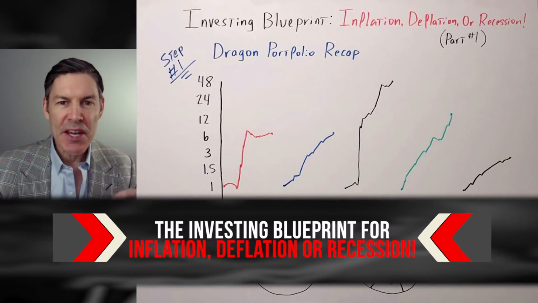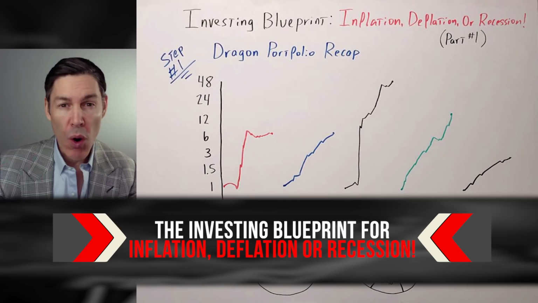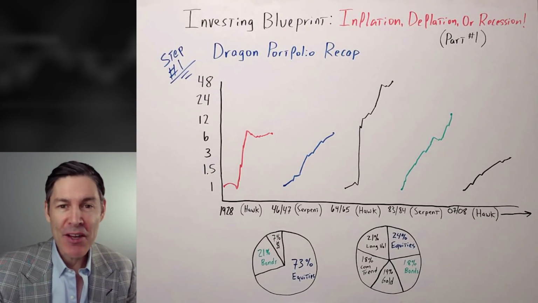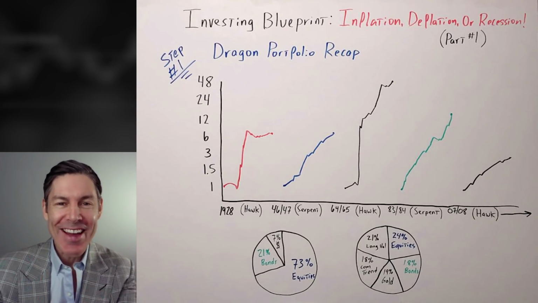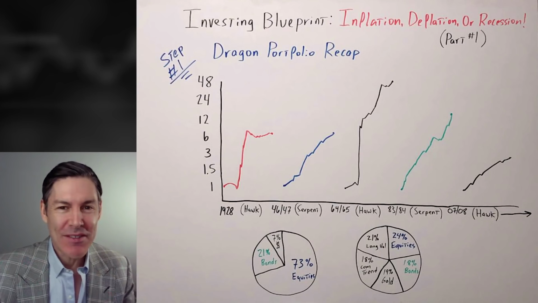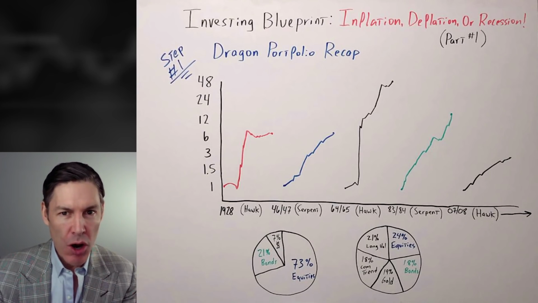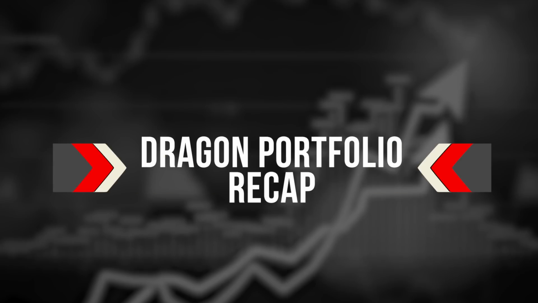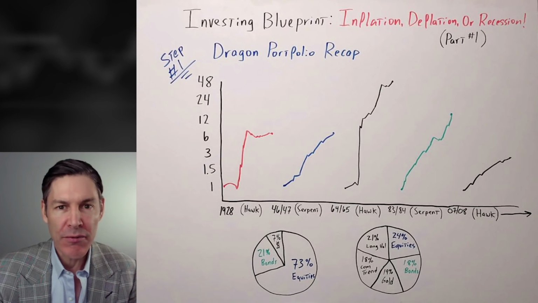The investing blueprint for inflation, deflation, or a recession. I'm going to explain this to you in 3 simple, fast steps. Step number 1, let's go over a recap of Chris Cole's Dragon portfolio we discussed from Friday.